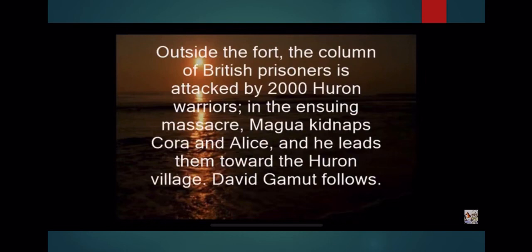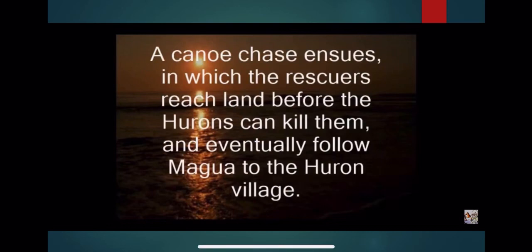Outside the fort, the column of British prisoners is attacked by 2,000 Huron warriors. In the ensuing massacre, Magua kidnaps Cora and Alice, and he leads them toward the Huron village. David Gamut follows him. A canoe chase ensues in which the rescuers reach land before the Hurons can kill them, and eventually they follow Magua to the Huron village.